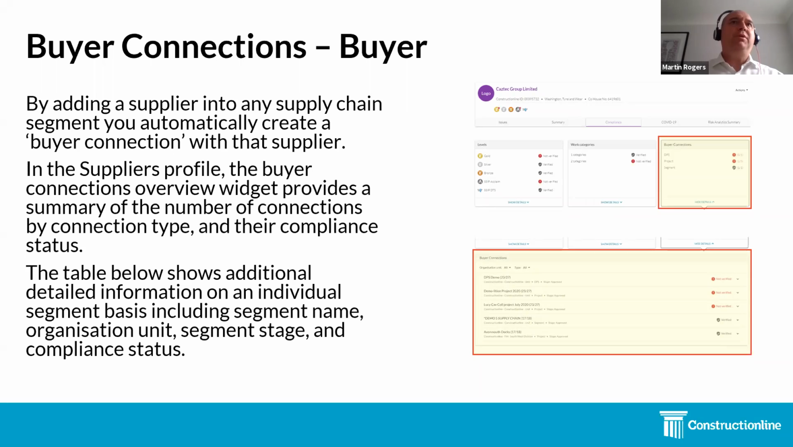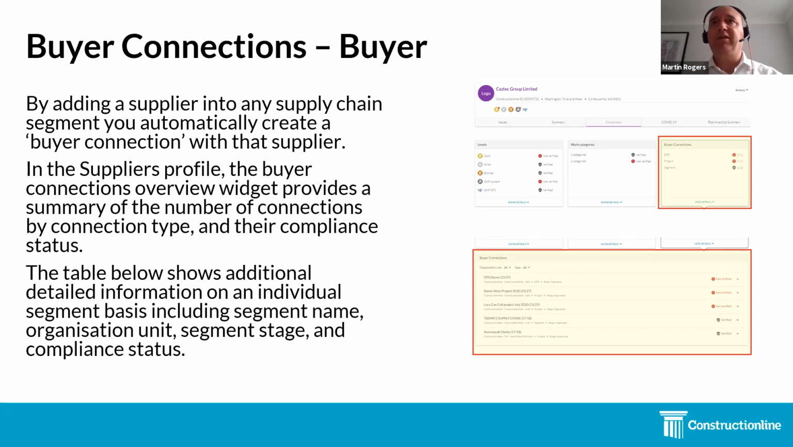So how do you get to see those buyer connections? We predominantly get to see those buyer connections through the supplier's profile in the Find Suppliers app. On the Compliance tab, where you're used to seeing the levels and the work categories, widgets and segments panels at the top of the page, on the right hand side you'll now see a Buyer Connections panel, and that will list the connection types that you have with the supplier that you're viewing.